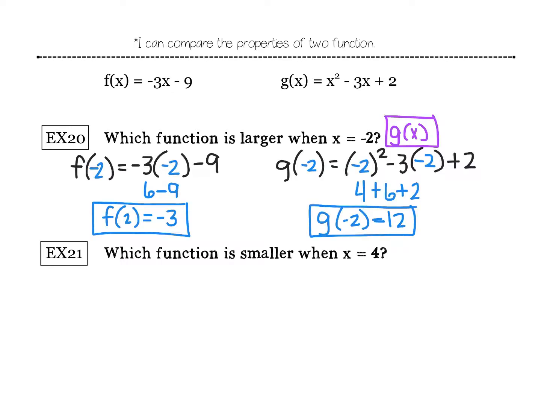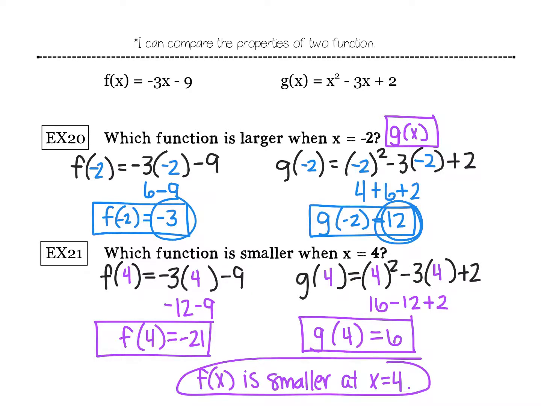All right, so when I plugged -2 into both of the functions, I was able to find that g of x is larger because it has an output of 12, whereas the f of x is -3. All right, so go ahead and pause the video and try example 21 on your own. So hopefully you were able to find that at an input of 4, f of x is going to be smaller because its output is -21 versus 6.